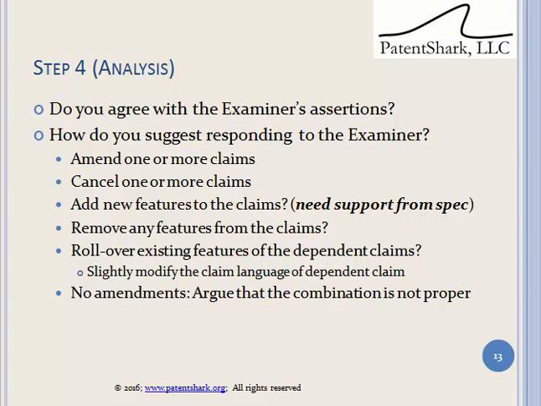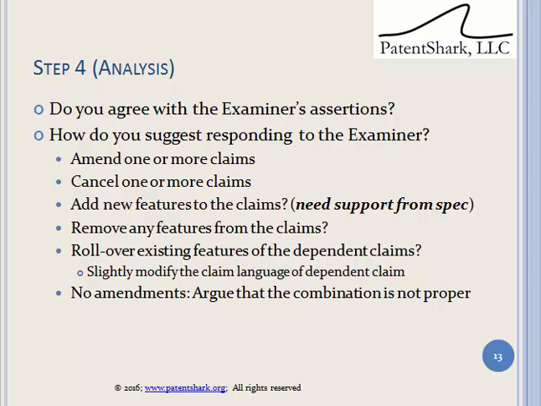And if we do add new features, we have to make sure we have support from the specification that was submitted initially. Should we remove any features from the claims? Can we roll over existing features from the dependent claims into the independent claims and maybe slightly modify that language? Or should we just present no amendments at all and just argue that the combination is not proper? Well, there's some food for thought for your first assignment.